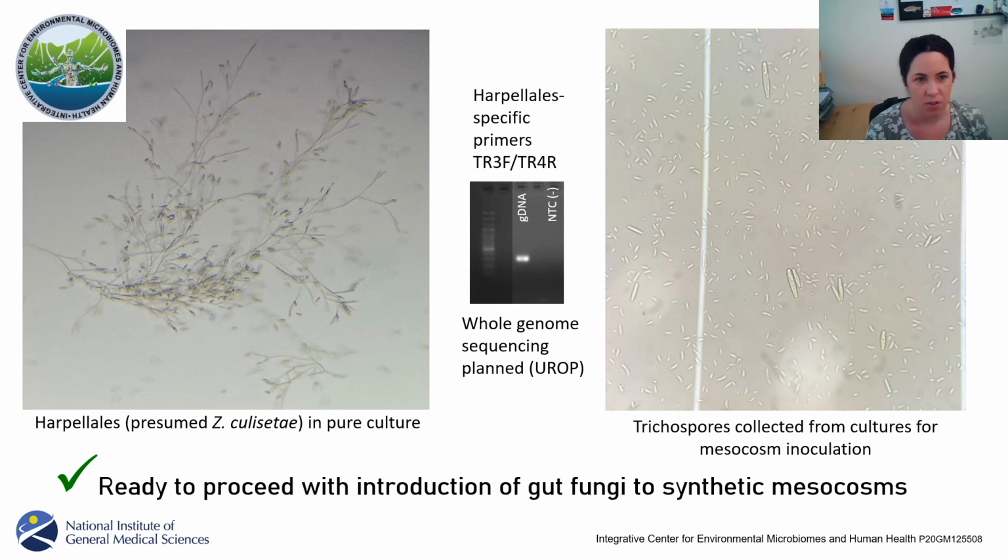And so here is our isolate growing in pure culture and showing this beautiful branching morphology in apical trichospores. We're able to collect these trichospores, which will be used for inoculating our mesocosms with the gut fungi. And we haven't sequenced the fungi yet, but we did run a PCR with Harpalales-specific primers for verification that we had what we were looking for. And so now we're ready to proceed with adding the fungi to synthetic mesocosms, and we're planning on including these treatments in our experiments planned with Mamo this month.